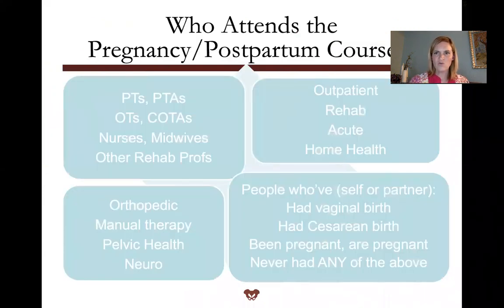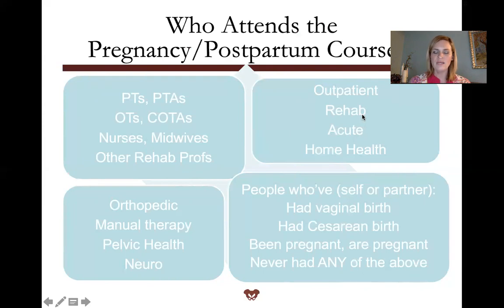So I like to start with just talking about the diversity of people who attend the pregnancy and postpartum courses. We have a variety of therapists and therapy assistants, nurses, midwives. We have other rehabilitation professionals. We have even had some OB-GYNs and other physicians in our courses. And so I just like to point out the diversity in training and in licensure of people who attend the courses, but then also differences in your practice settings.